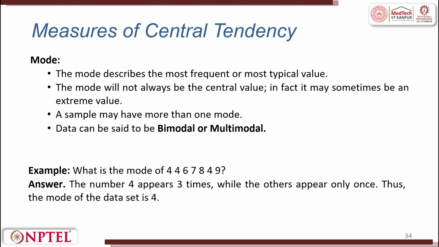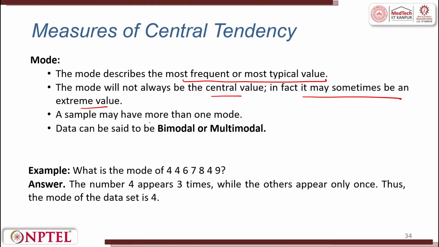Now comes mode. Mode describes the most frequent or most typical value. The mode will not always be a central value. In fact, it may sometimes be an extreme value. For example, 5 feet 8 inches is the average, but out of 20 there could be 7 students who have an exact height of maybe 5 feet 6 inches. That is the mode, the maximum number of repetitions in a sample.